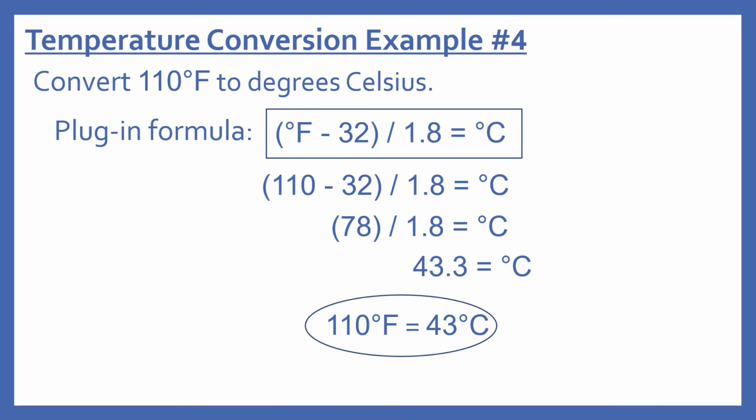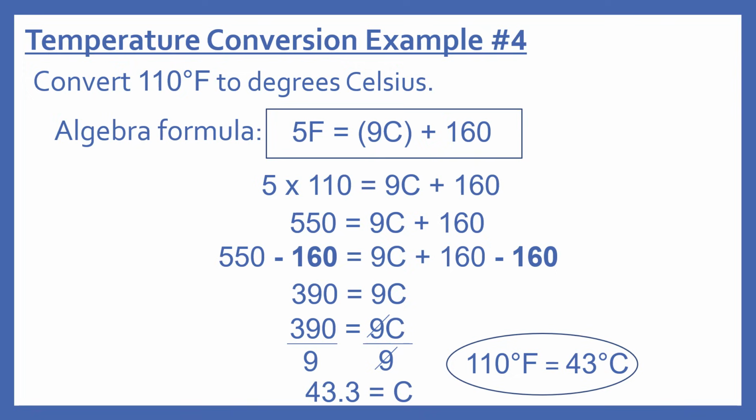And we'll do one more example, example number 4. Convert 110 degrees Fahrenheit to degrees Celsius. With our plug-in formula, we have degrees Fahrenheit minus 32, in parentheses, divided by 1.8. That will give us our degrees Celsius. So we plug in our Fahrenheit number: 110 minus 32 equals 78. Then divided by 1.8 equals 43.3, that's our degrees Celsius. So 110 degrees Fahrenheit equals 43 degrees Celsius.